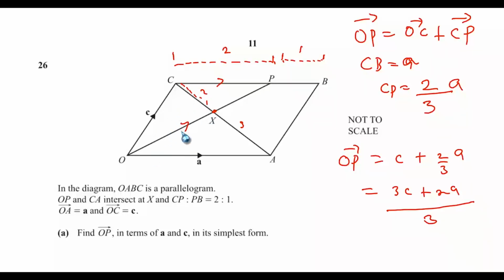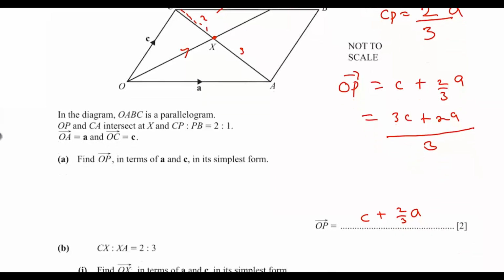So we have two options. To get to X from O, you can either go through OA, then AX, or you can go through OC, then CX. The choice is yours. If you want to get OX, it is very important for you to get the value of CA. So CA will be equal to CO plus OA.